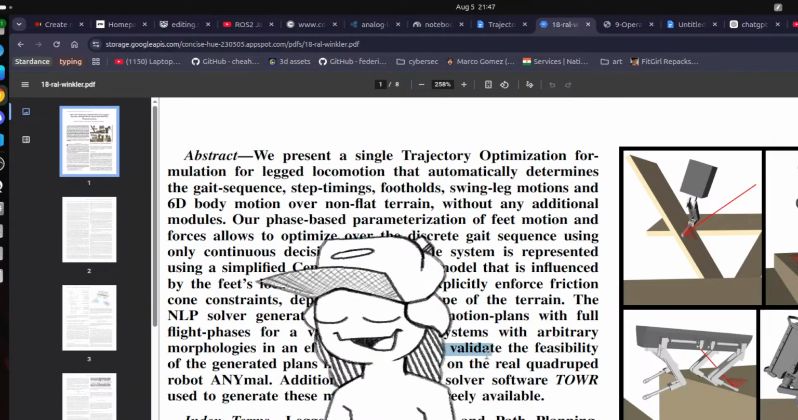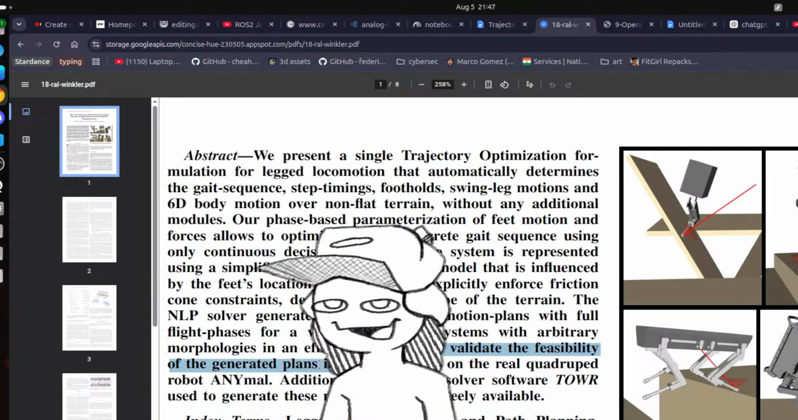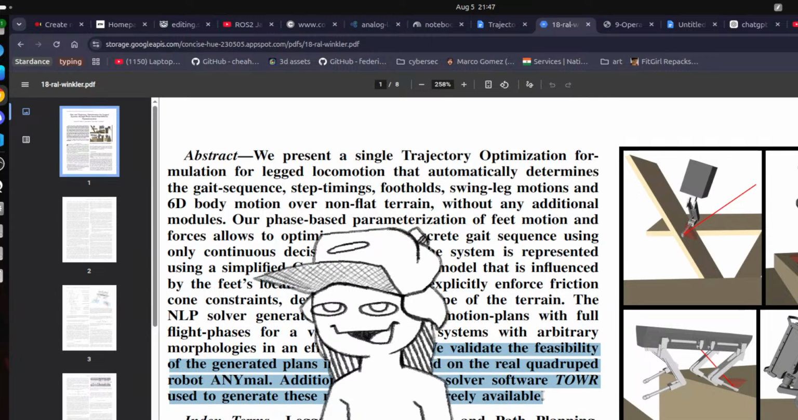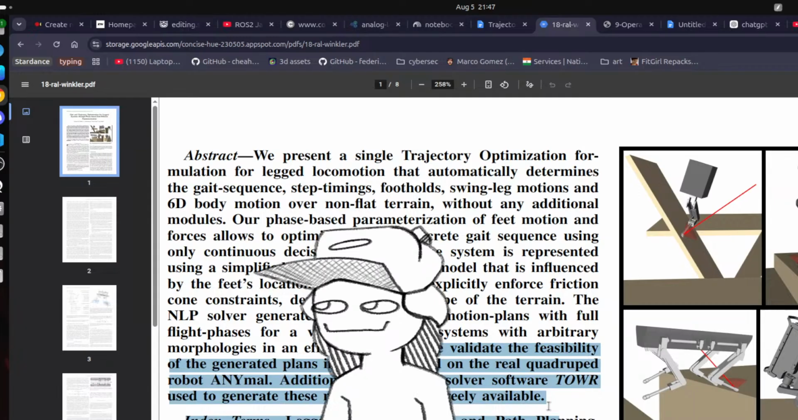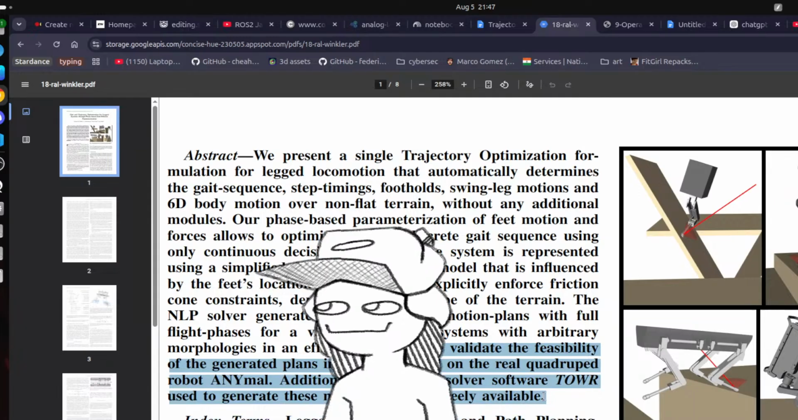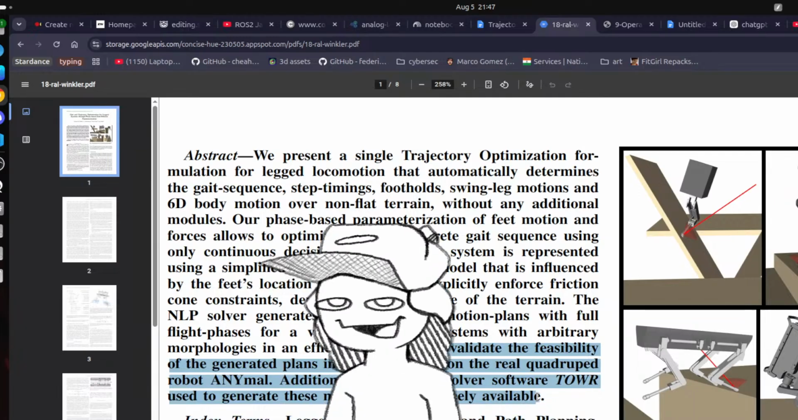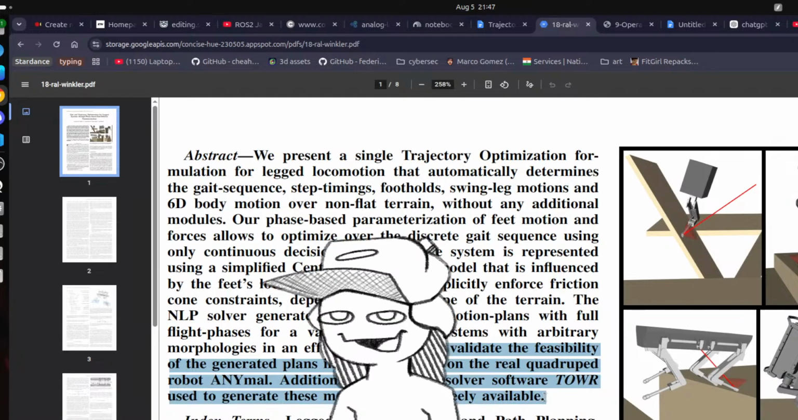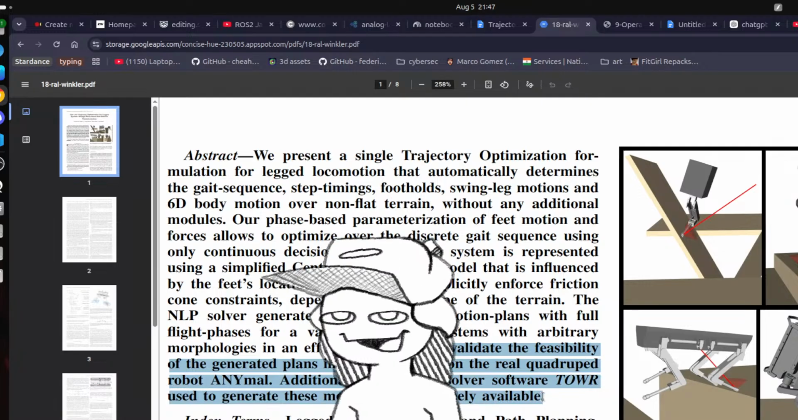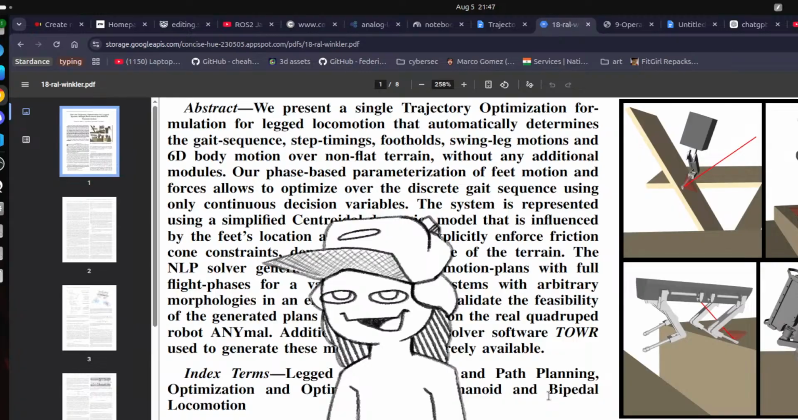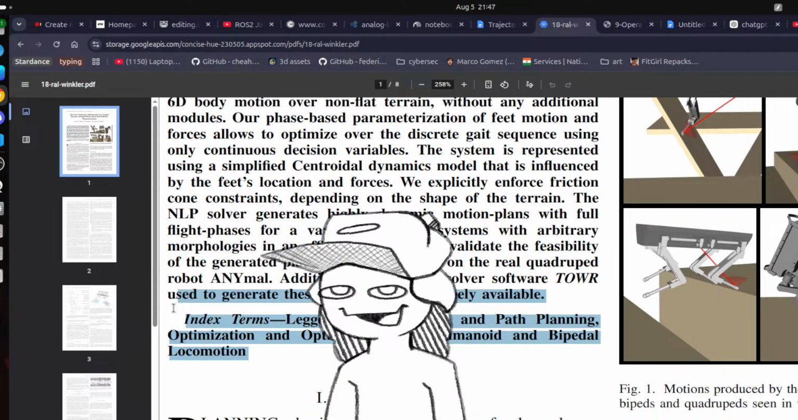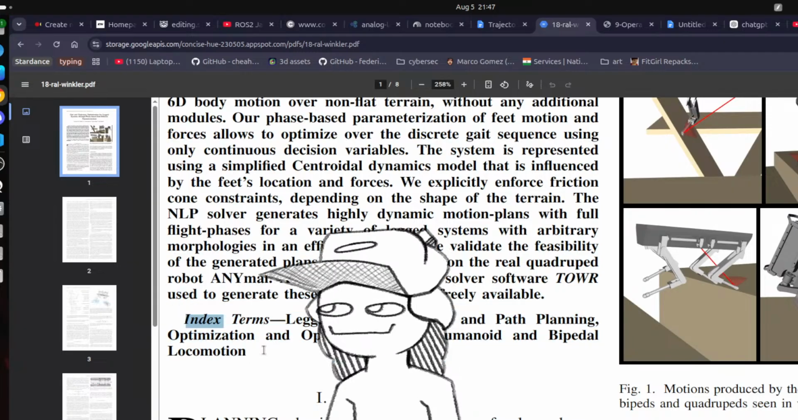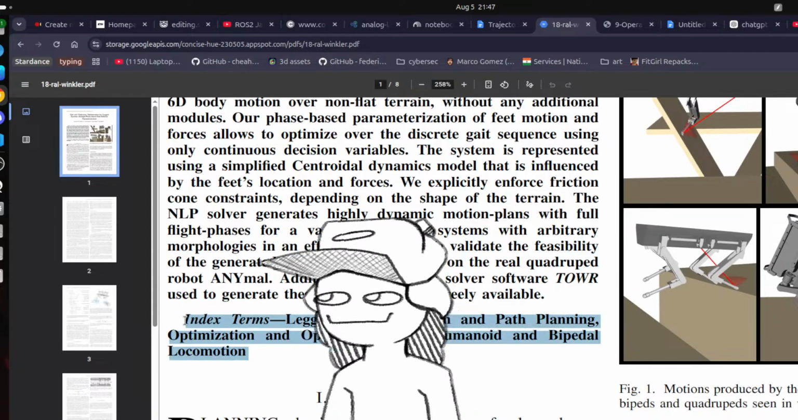We validate the feasibility of the generated plans in simulation. That is the implementation part, which I won't be getting to for a month, I guess, or even more, because I have to cover robot kinematics and dynamics, and then optimization techniques, etc. And that is really heavy.